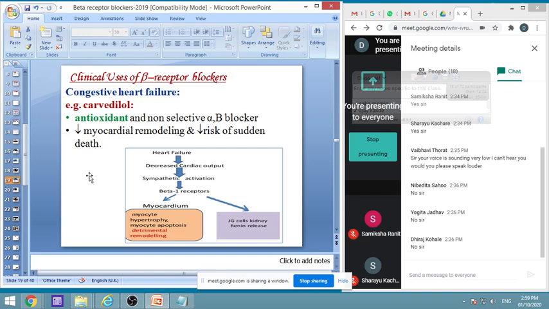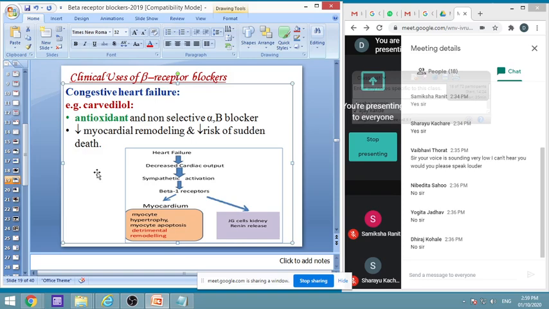Because of this, carvedilol can reduce it and can thus be helpful. So this is used, but again it is not always the first line of treatment in CCF. We shall see all the other drugs which can be used. So this is how these beta blockers are useful.